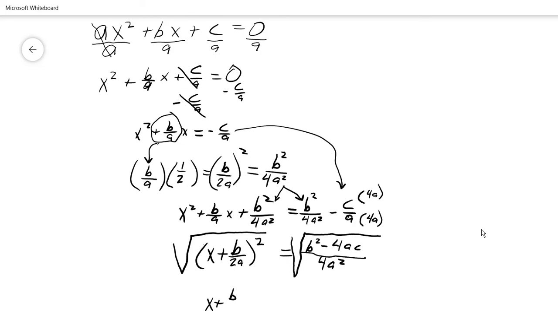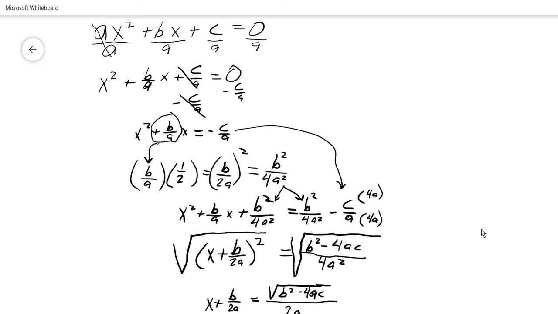So it just comes straight out. x plus b over 2a equals. Okay, now here I don't know the square root of b squared minus 4ac. I don't know anybody who does, at least before we start filling a's, b's, and c's in with numbers. But I do know the square root of 4a squared is 2a.